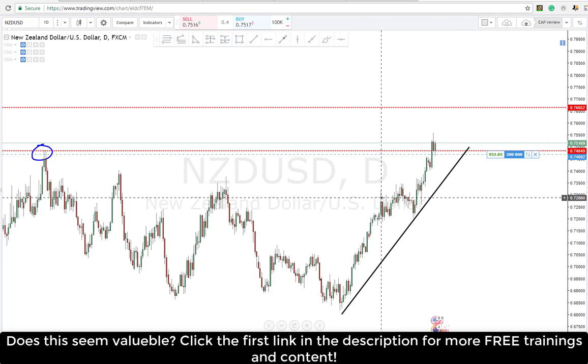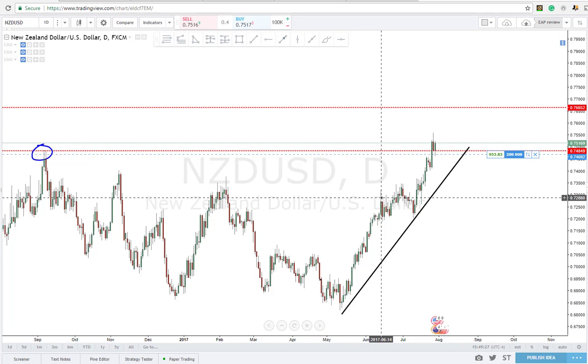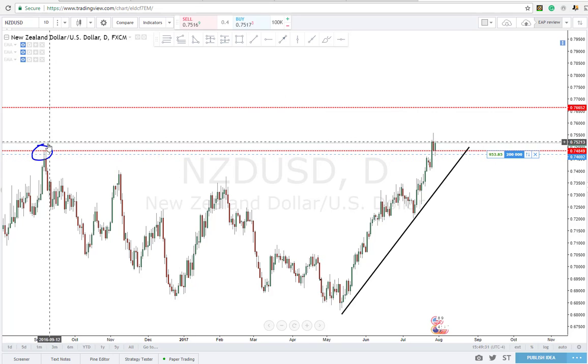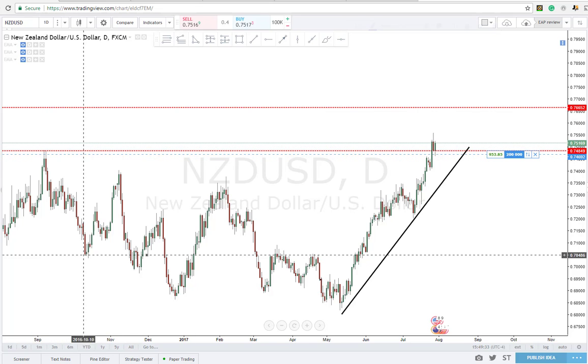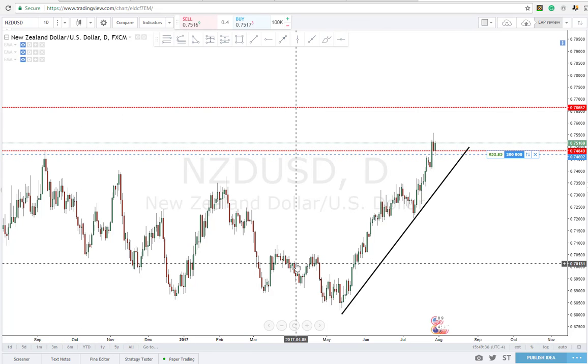So now I know what I expect. Since we have a break and close, we have a very impulsive move going up to and beyond this level of daily structure, then I can expect that the market's going higher. That gives me a bias. That gives me a reason to look for long opportunities down on lower time frames.